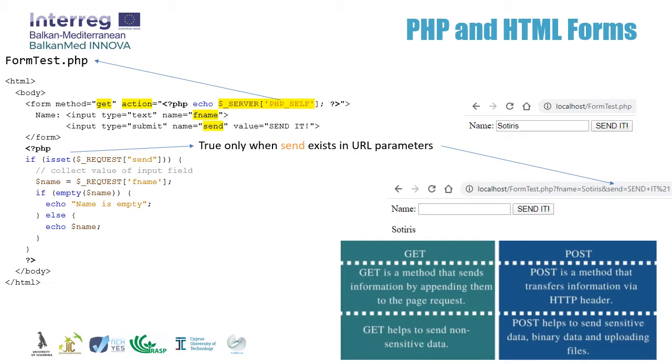The isset function checks whether a variable is set, which means that it has to exist in the URL and is not null. So, when there aren't URL parameters, only the form appears. When the user fills out the form and clicks the Submit button, the form data is sent for processing with the HTTP GET method, as URL parameters. Now the variable $_REQUEST['send'] isn't null, and the PHP script accesses the form value by using the variable $_REQUEST['fname']. The same result could also be achieved using the HTTP POST method.